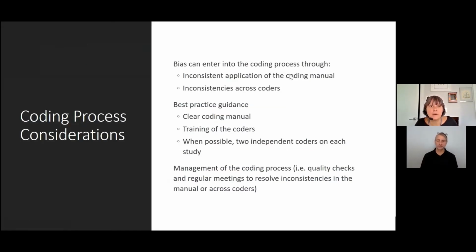So where might bias occur in the coding process? We might get bias through an inconsistent application of our codes or inconsistencies across coders. So best practice is to have a clear coding manual, make sure we train our coders, and when possible, all this is again a resource intensive part of a systematic review, use 2 independent coders on each study. And again, it's important to think about the management of this process, using quality checks and regular meetings to resolve inconsistencies across coders.